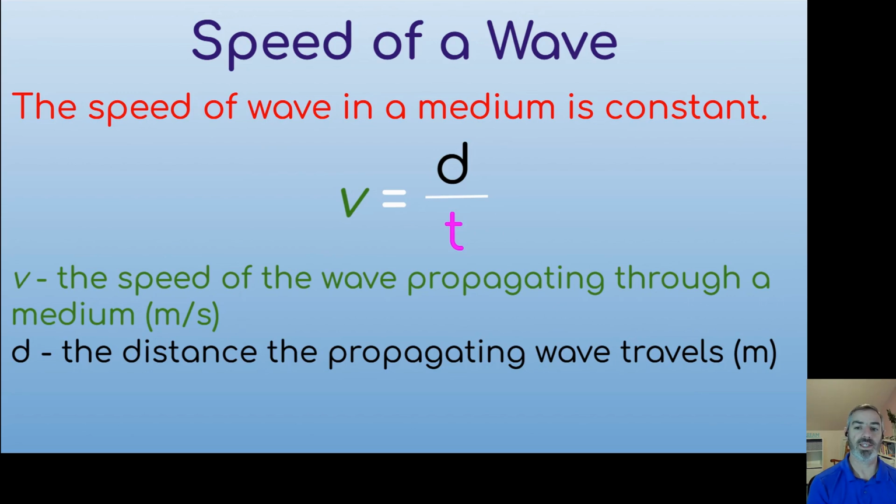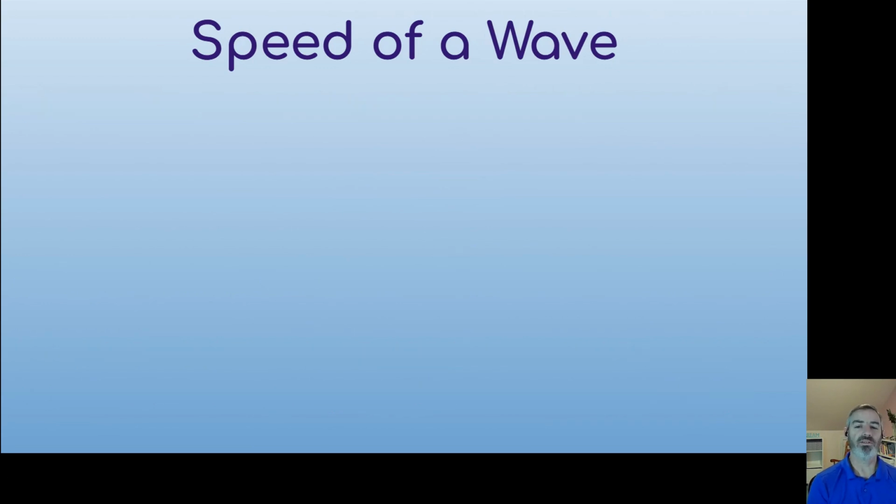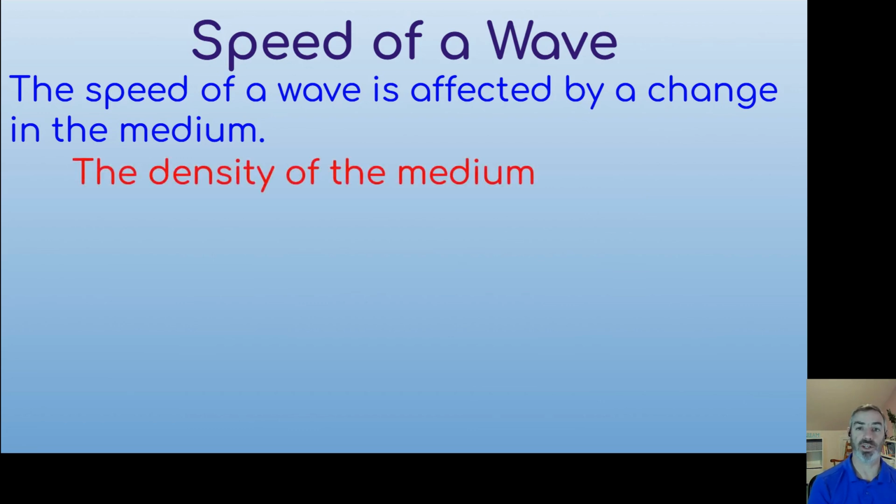Now, the time that it takes to travel that distance back and forth, that's the time in the medium measured in seconds. Now, the speed of a wave is affected by the change in medium. So the density of the medium can change the speed of a wave depending on the type of wave. The more dense the medium can either increase or decrease the speed of the wave, and we'll discuss that in this series of videos.